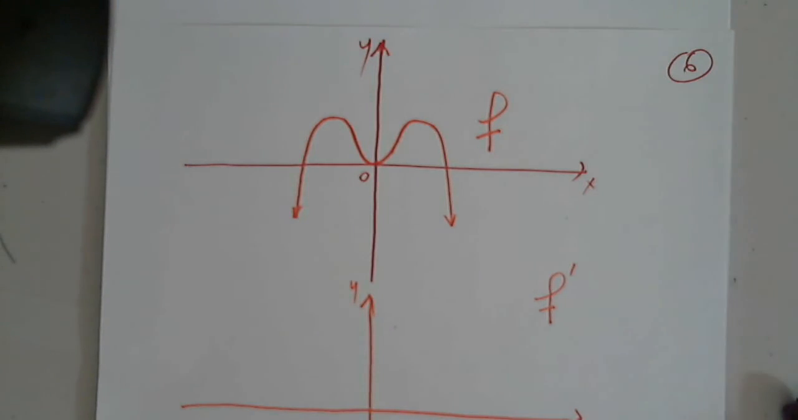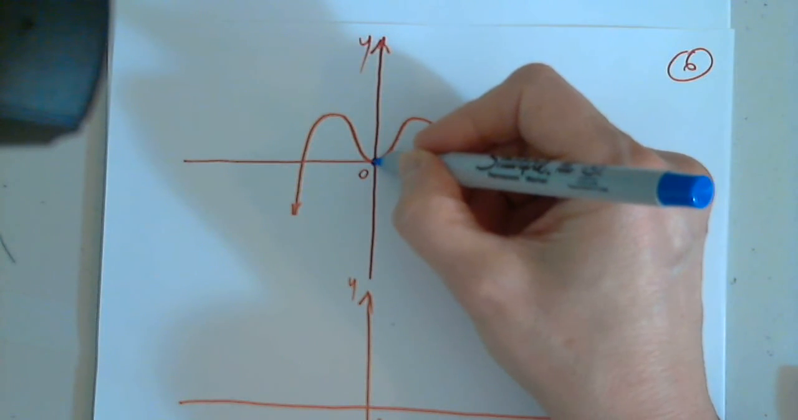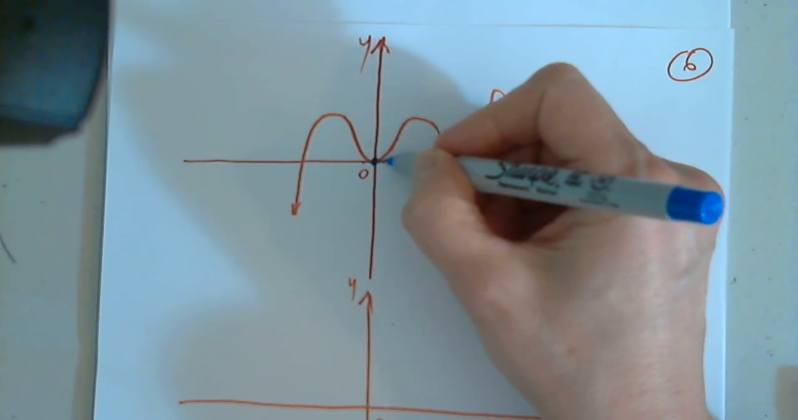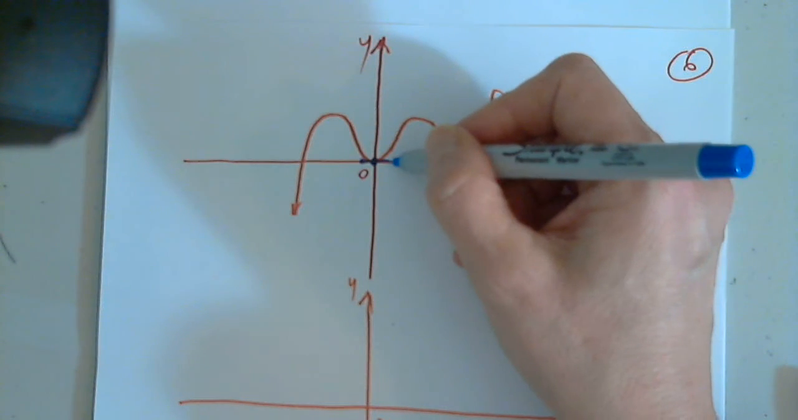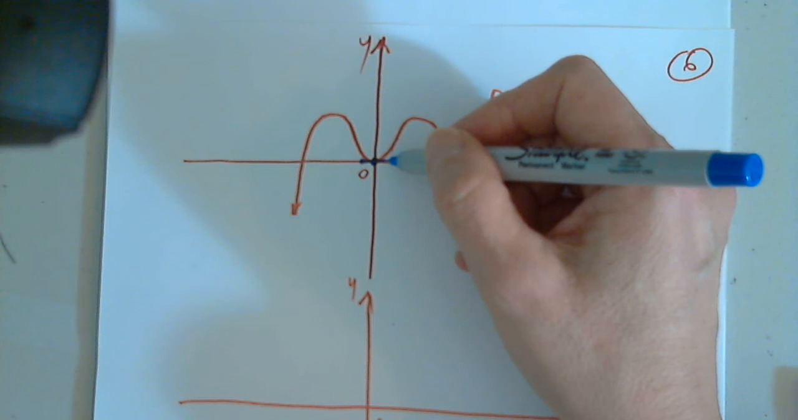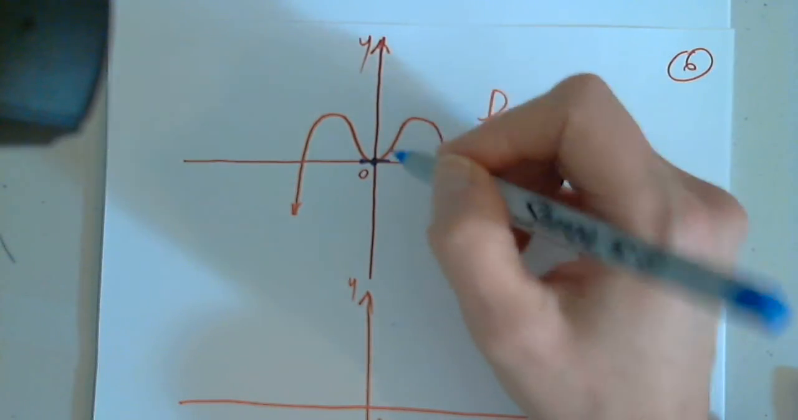So here's how we do it. I'm going to start with the easy points. And I see that at this point, the slope is this. But what is the slope of a horizontal line? 0. Thank you. So the slope of this line is 0.